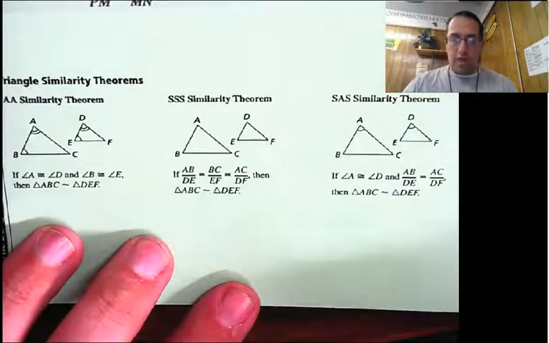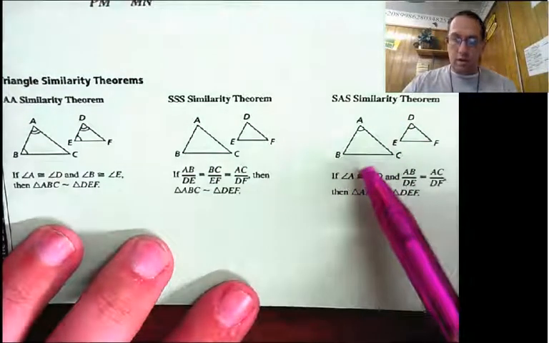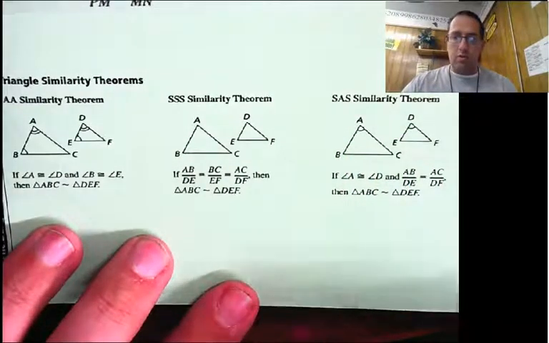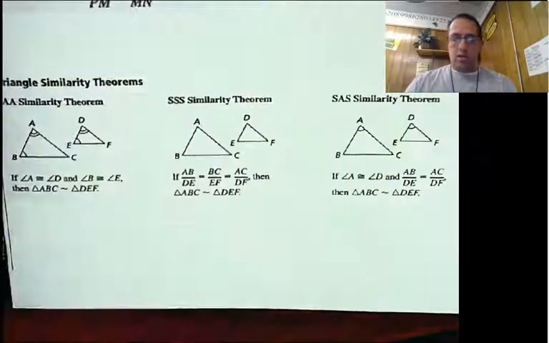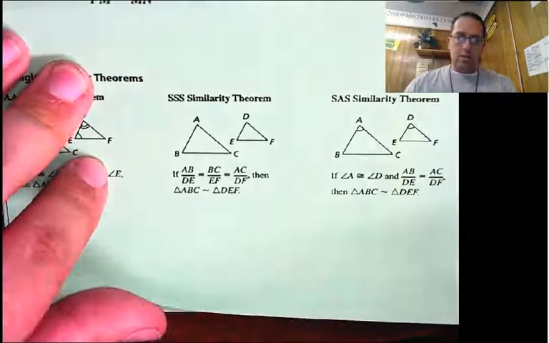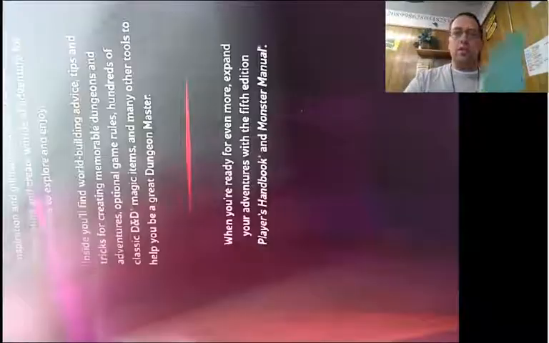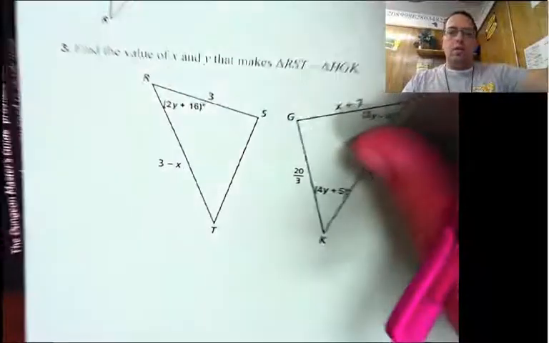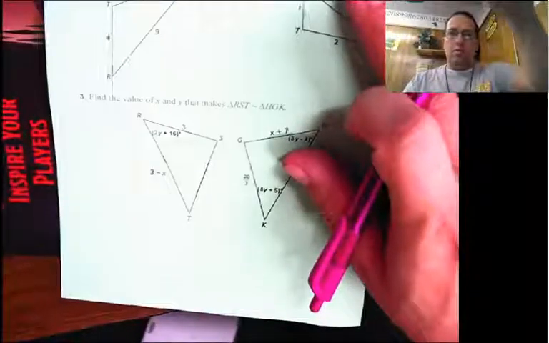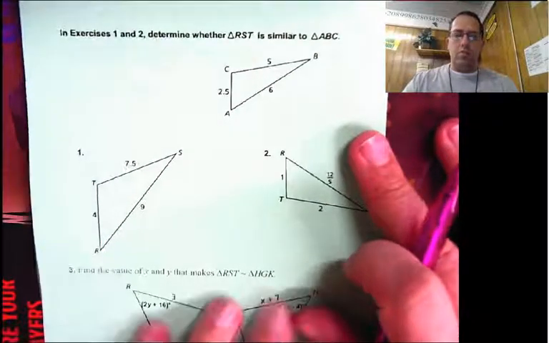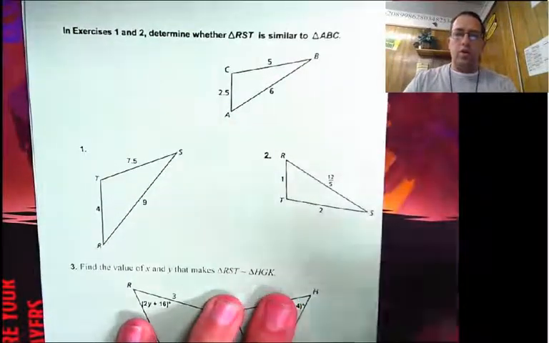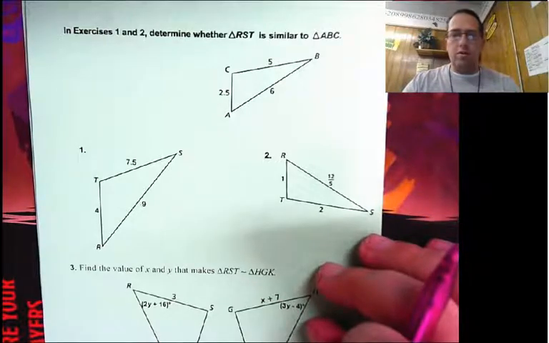And side-angle-side similarity: you have two sides proportional to two other sides, and the angles in between those two sides are congruent. Side-angle-side, not side-angle. Side-angle still is no good. All right, so let's open this up, zoom back out, and we will take a look at some examples. So in exercises 1 and 2, we need to determine whether triangle RST is similar to triangle ABC.